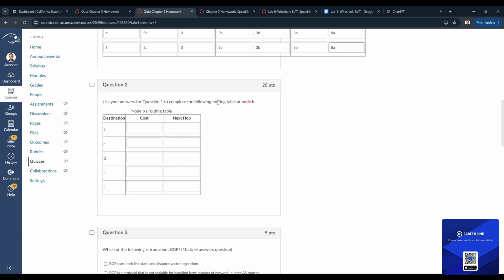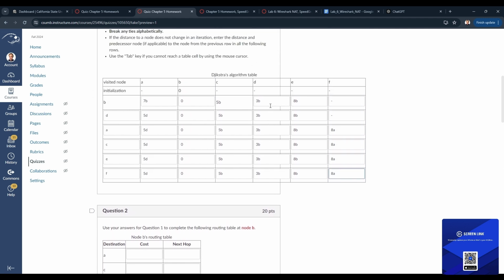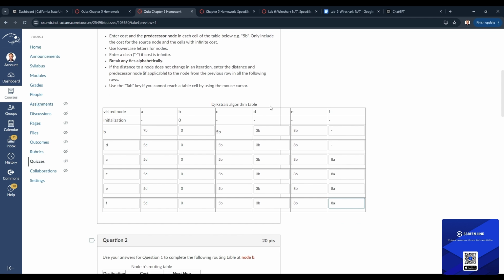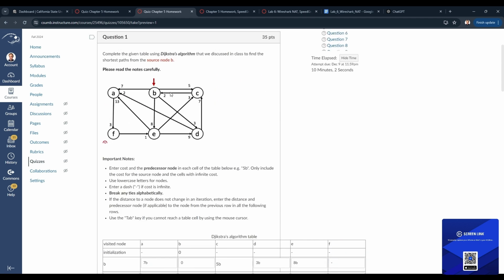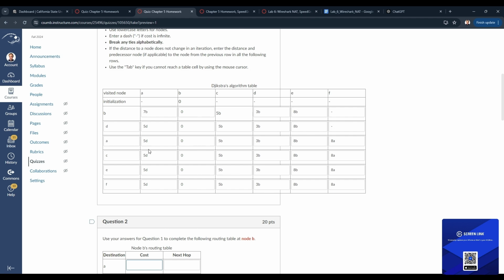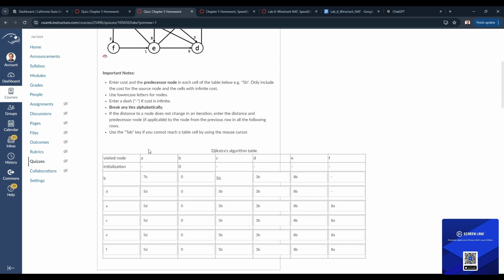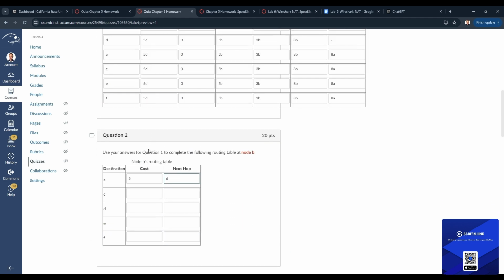Use your answers from question 1 to complete the following routing table at node B. So this is going to be the cost to get to each of these nodes and the direction that we're going to be heading. Instead of using the predecessor node, we're going to make a choice. If we're going to go to A, then our shortest path to get there is going to be to D. So the cost is going to be 5 in total, and my next hop is going to be D instead of the predecessor node.